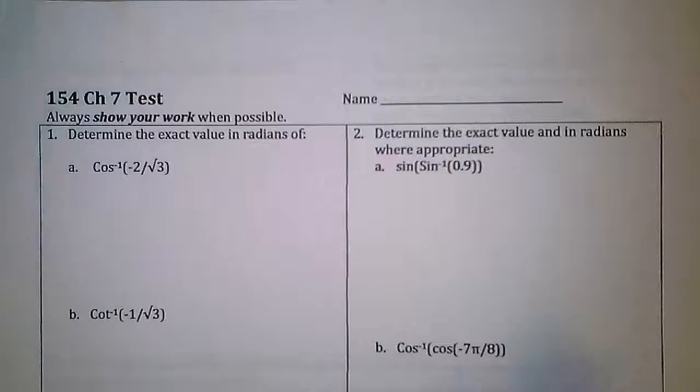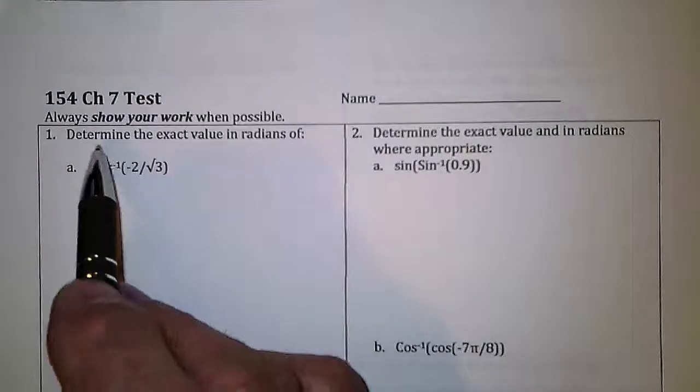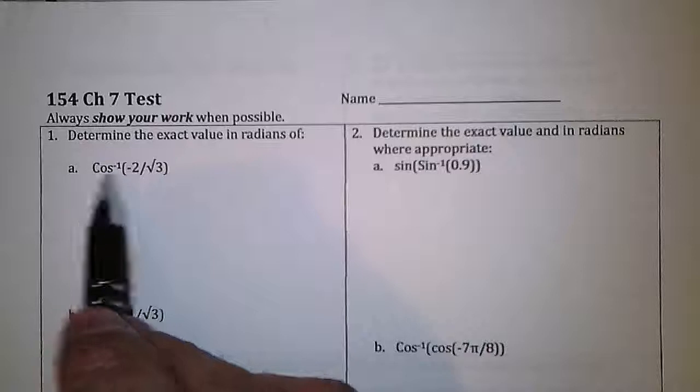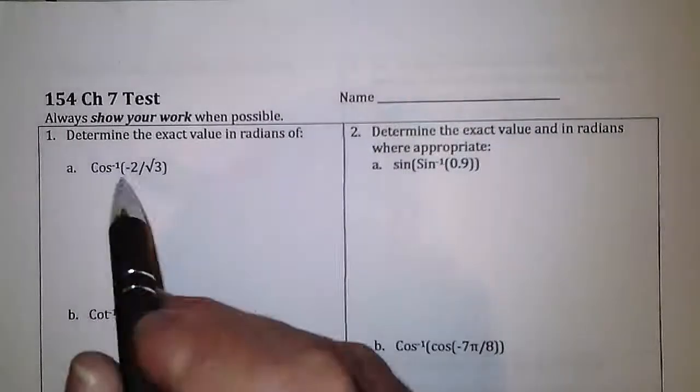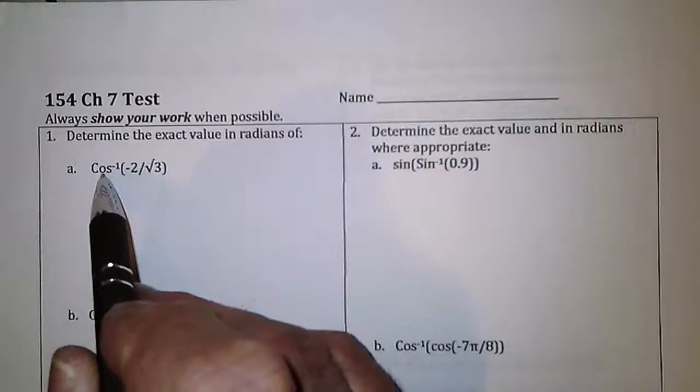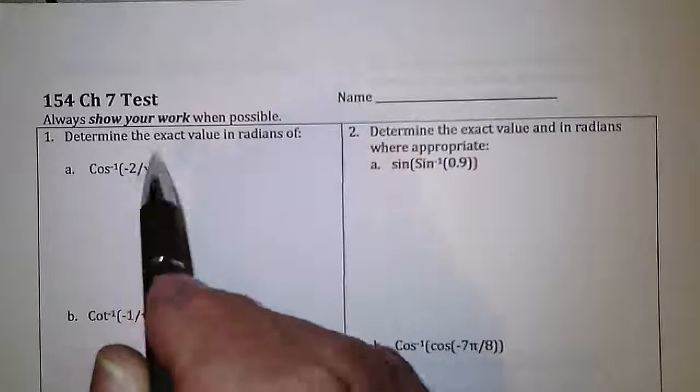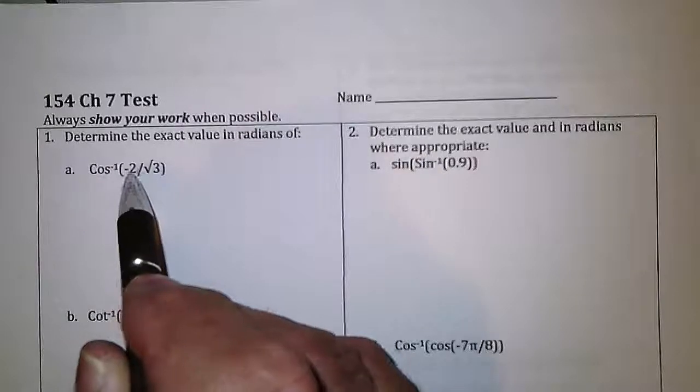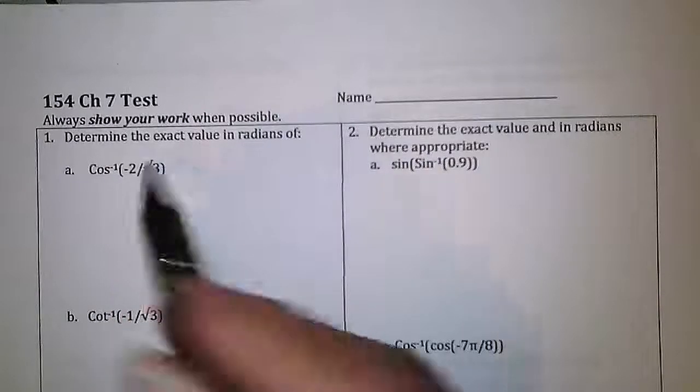Okay, here's a video for Chapter 7 test. First of all, we're supposed to get the exact value of this. So we want to know where the cosine is negative 2 over the square root of 3.